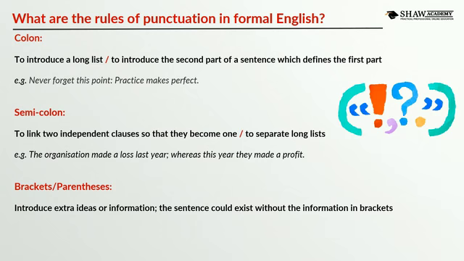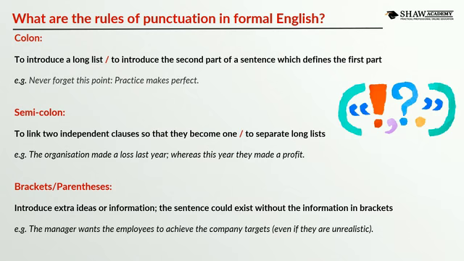It's extra information. For example, the manager wants the employees to achieve the company targets, (even if they are unrealistic). Okay? So the manager wants the employees to achieve the company targets. You could end the sentence there, but some additional information, even if they are unrealistic. And always remember, if the sentence is finishing with the brackets or parentheses, then the full stop goes after. It doesn't go here after targets, it goes after the brackets, okay? So that's something to remember.